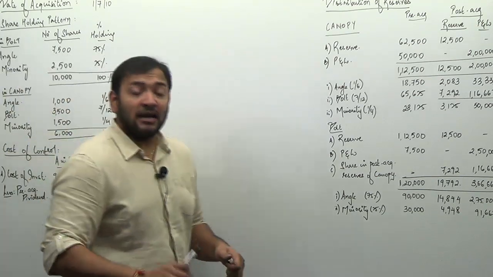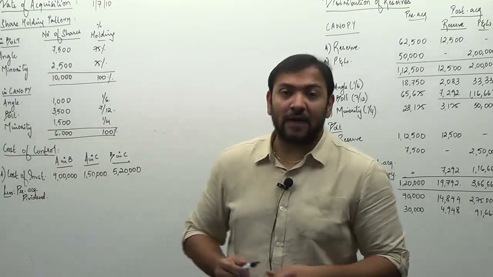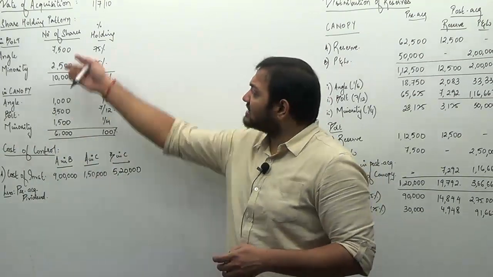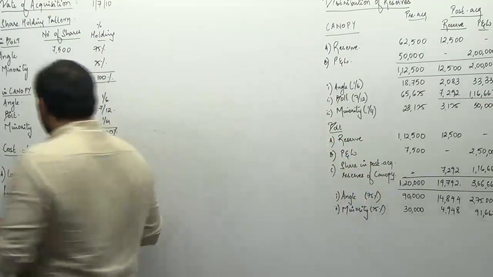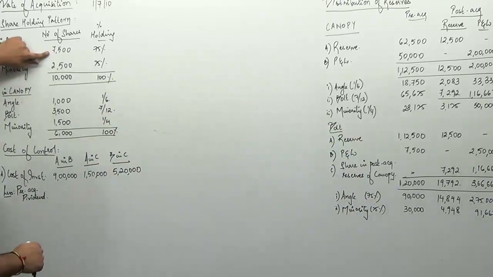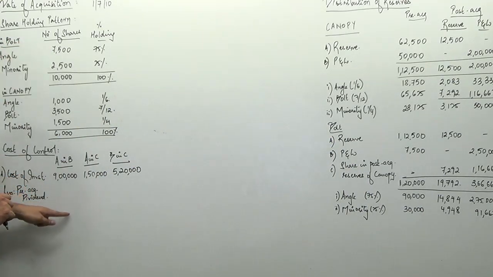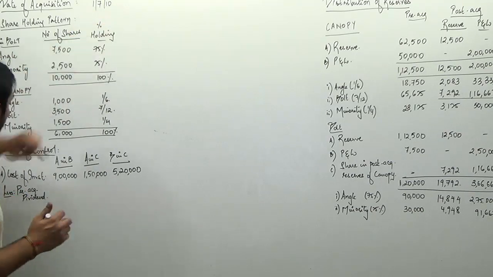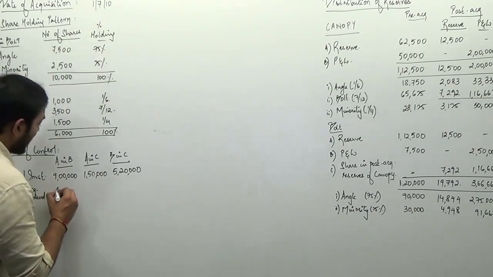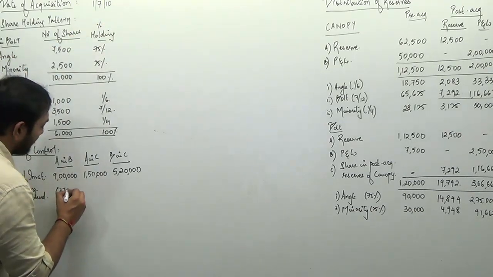How much did Bolt Limited declare as dividend? 10% of its share capital. Or directly I can check like this. Both are declaring 10% dividend. 7,500 shares, each share is 100 rupees, 10% dividend, so 75,000. Out of 75,000, half is pre-acquisition because its date of acquisition is on 1st July. So this should be taken as 37,500.